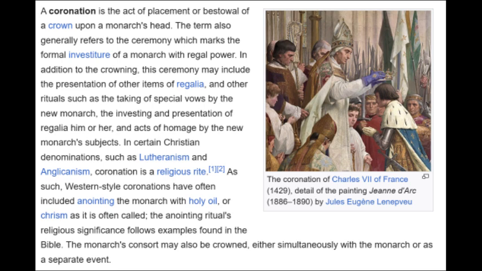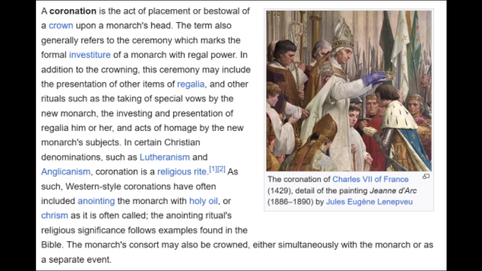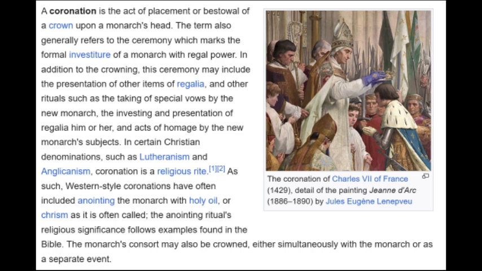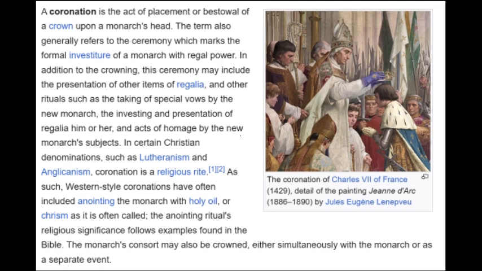But of course, the question is, to whom is the oath being sworn? Anyway, by the new monarch, the investing and presentation of regalia, and acts of homage by the new monarch's subjects. In certain Christian denominations, such as Lutheranism and Anglicanism, coronation is a religious rite. As such, Western-style coronations have often included anointing the monarch with holy oil, or chrism, as it often is called, christening. The anointing ritual's religious significance follows examples found in the Bible. The monarch's consort may also be crowned either simultaneously with the monarch or as a separate event.